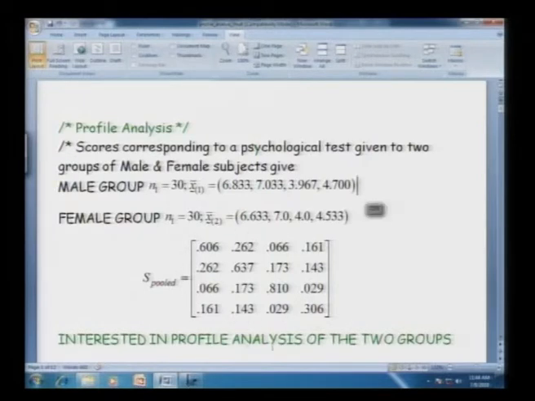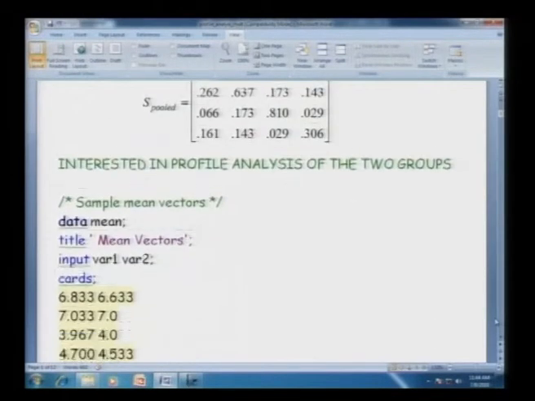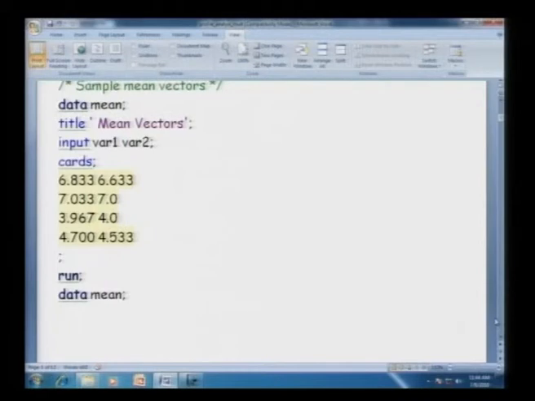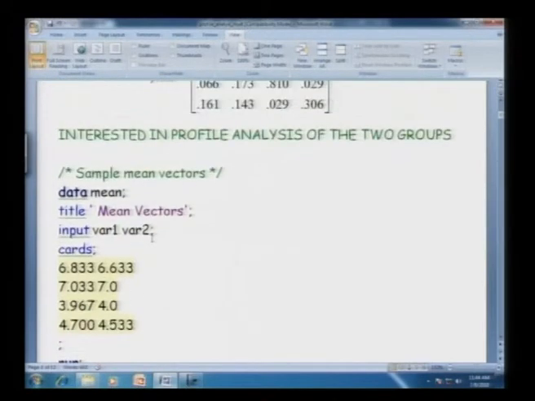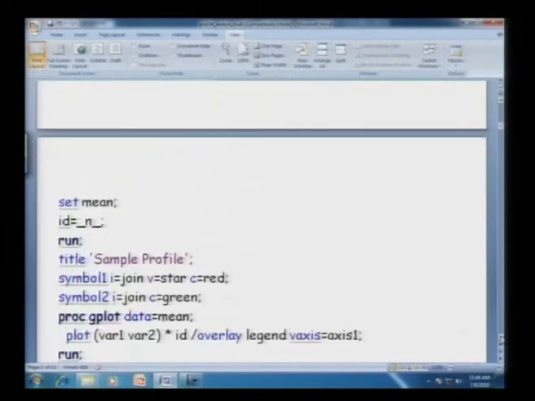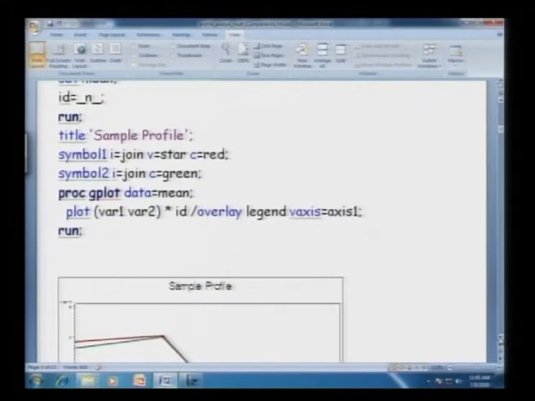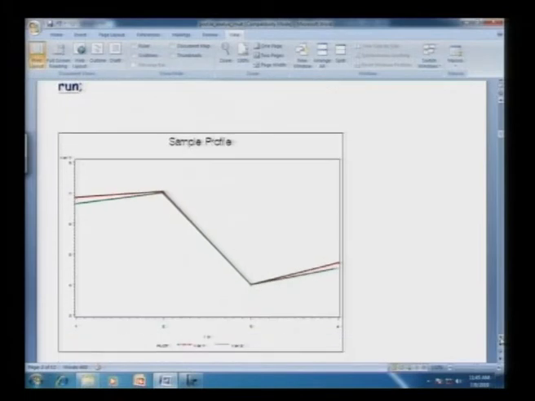Now we are interested in profile analysis of the two groups. How do we proceed? First we would like to see how the profiles of the groups are behaving, so we require the sample mean vectors to lead us to those profiles. This is implemented using a SAS routine, where the mean vectors are inserted in SAS. We are looking at the construction of the profile. These are the SAS statements to get the profile of the two groups. This is going to be the sample profile.